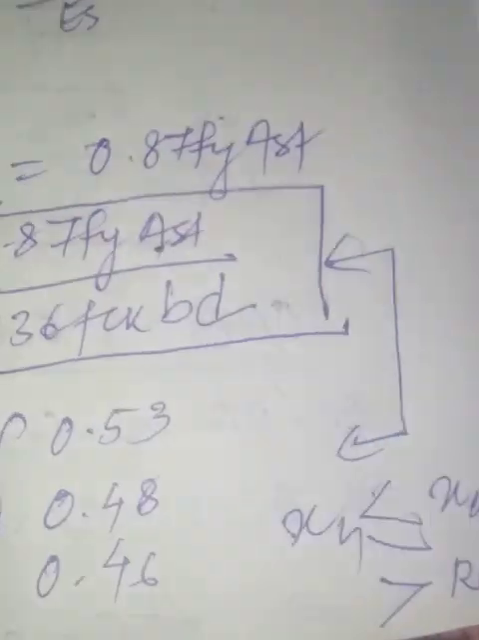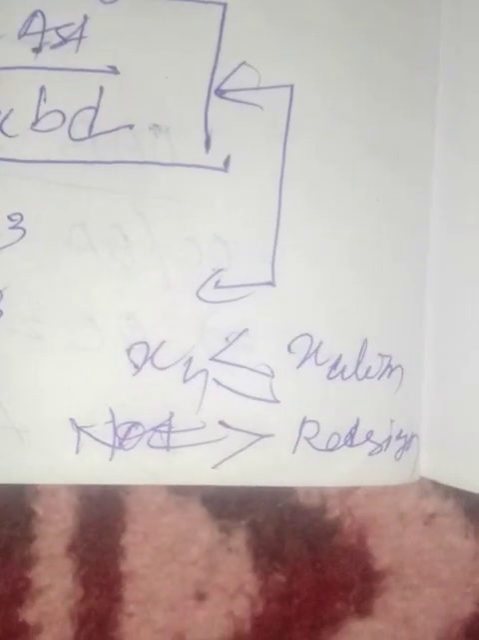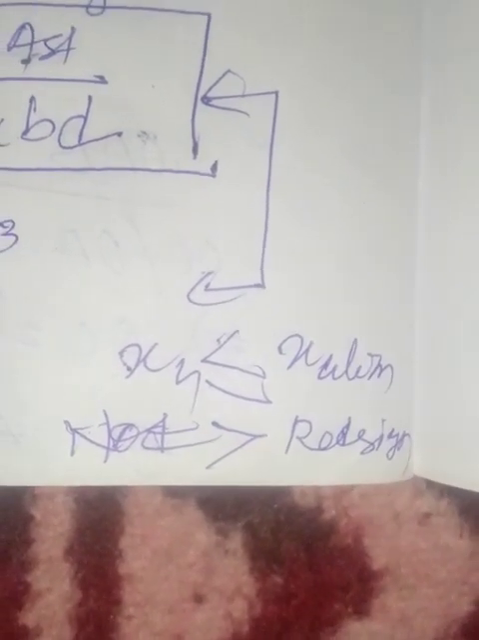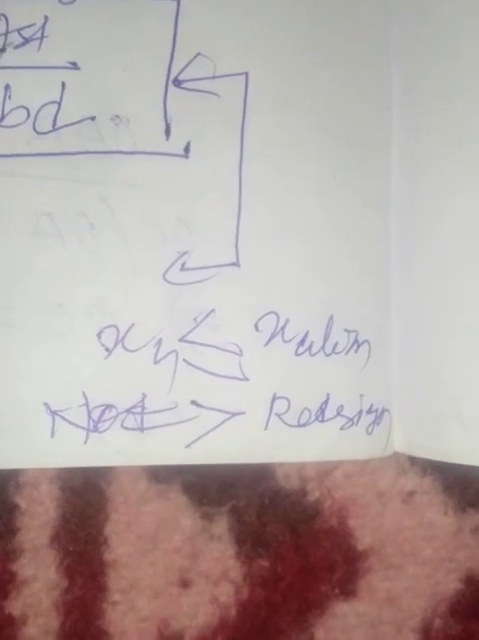Redesign we have to do. Greater than is not allowed. Okay. XU greater than XU limit is not allowed. XU less than or equal to XU limit is allowed. So this is our first point.